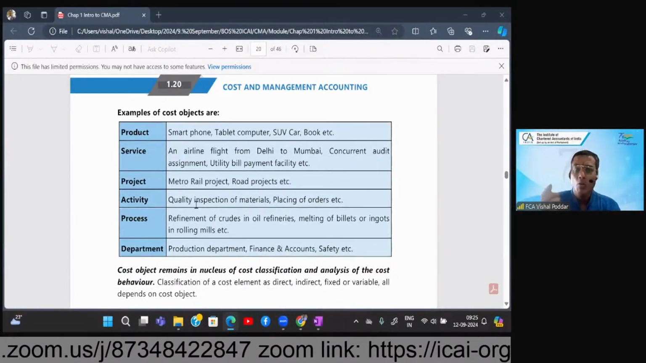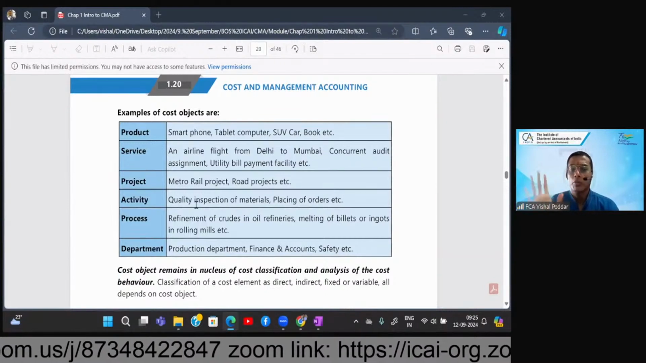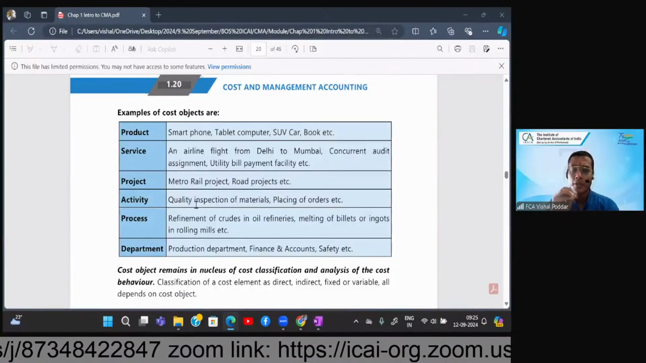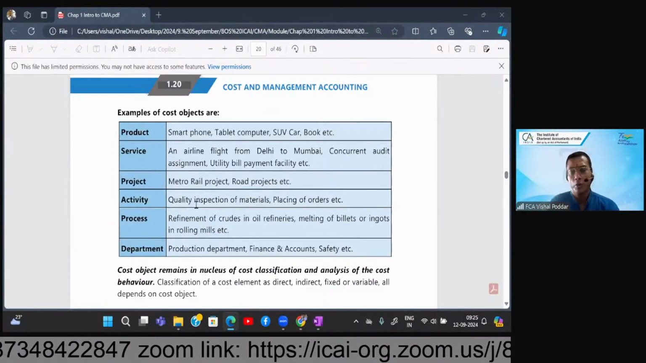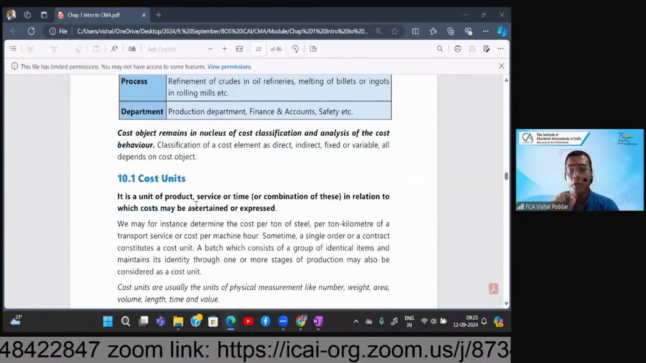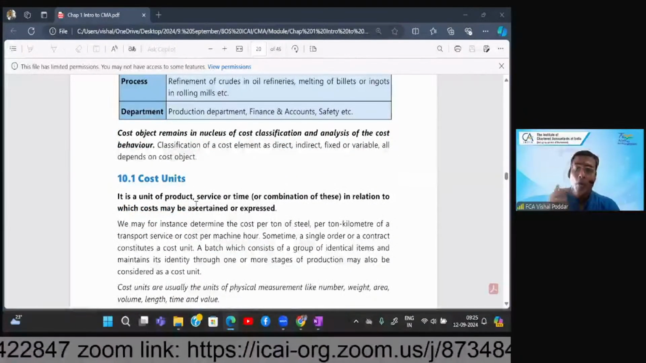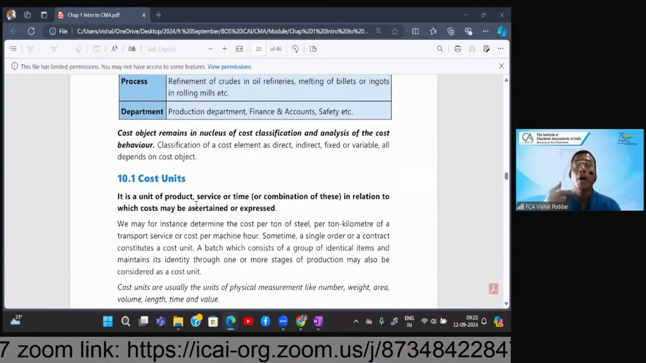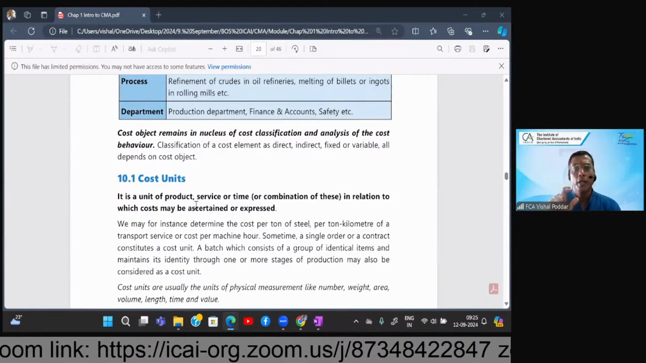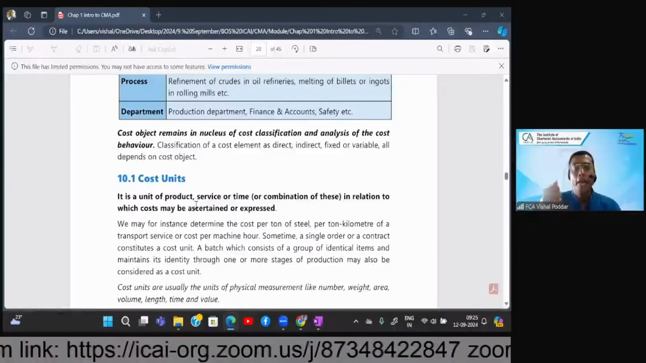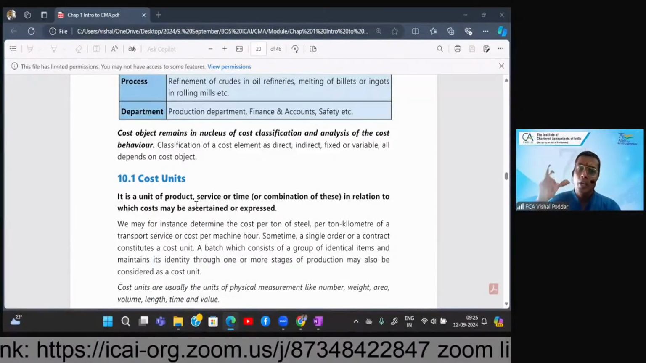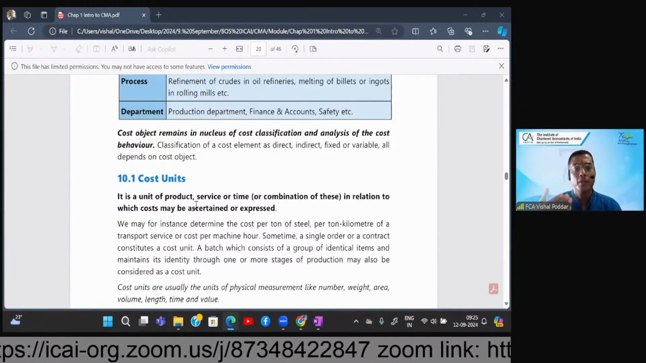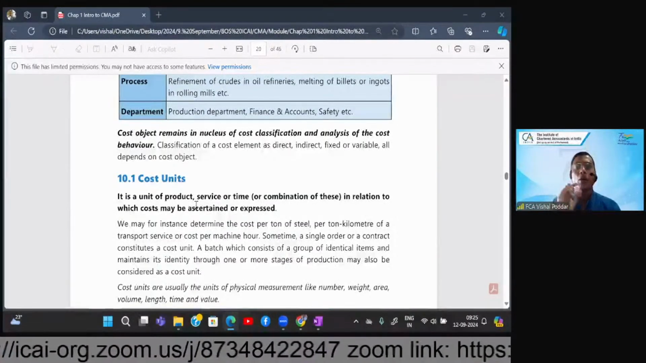For whatever thing you want to do costing, that is your cost object. So cost object is that thing, goods, service, activity for which you need to do costing. Then comes cost unit. As I said, I am doing costing, but when I have to express the cost, I have to express it per something. It may be per unit, it may be per packet, it may be per can, per bag, whatever is that unit for which I have to express the cost. That unit is called as cost unit.